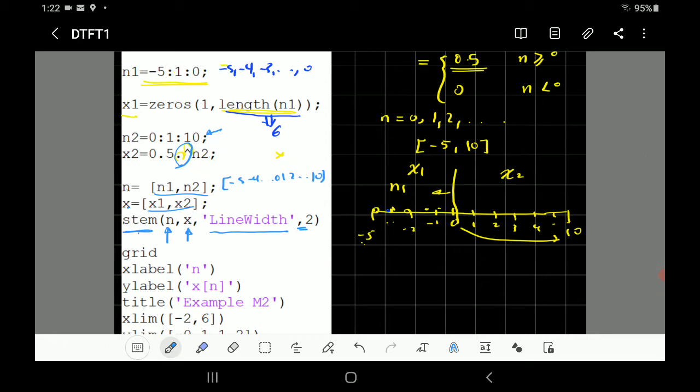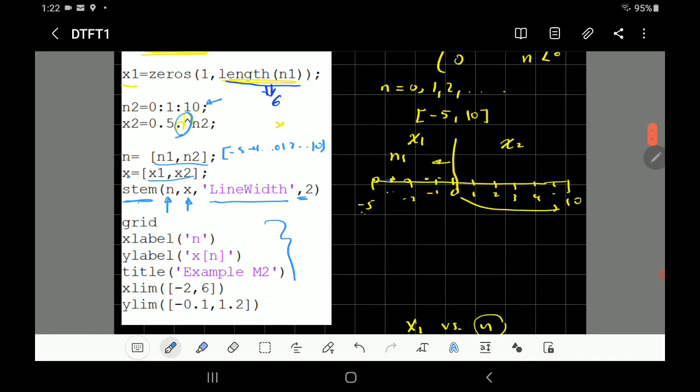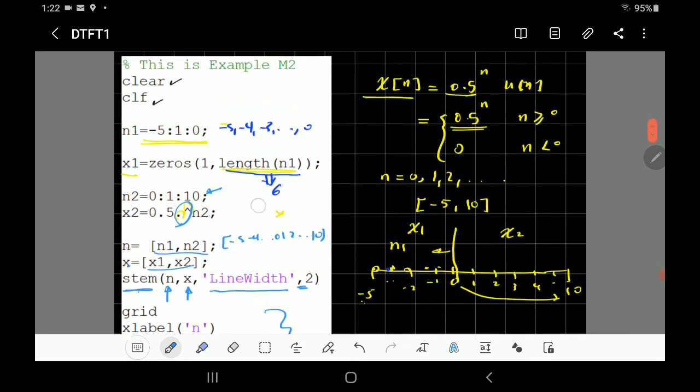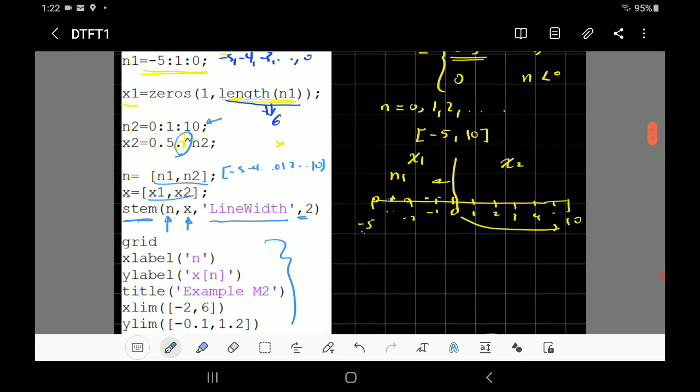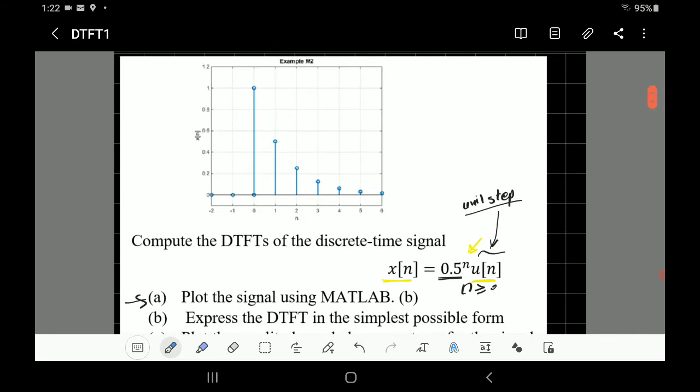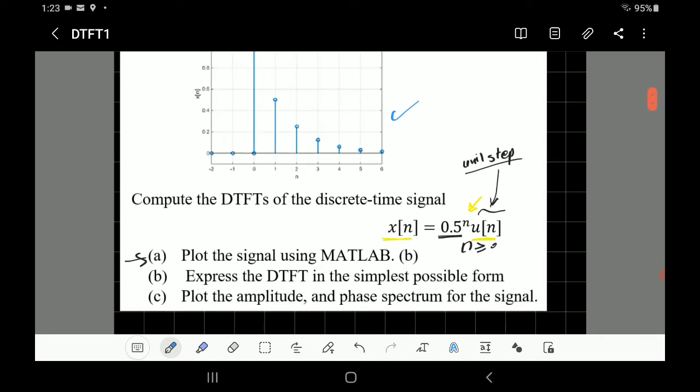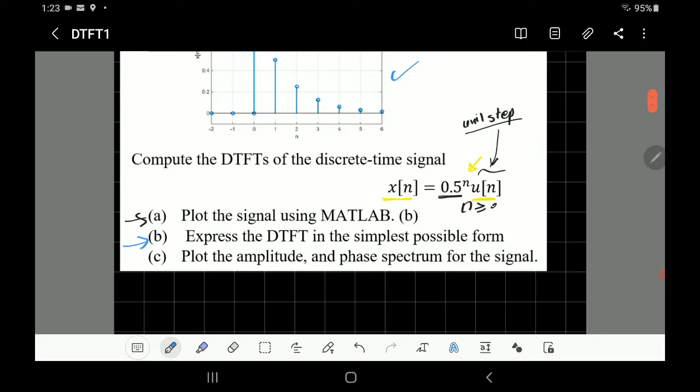If you don't put this one, you get the default, which is a little bit skinny line. And the rest, you know how you make the label of x and limit, so I'm not going to go through it, but it was important to explain that. Once you do that, you are going to get this. And you should try it to make sure. Now I sketch it, just to make sure that you know how to sketch a discrete time signal. Now we'll go for our subject today, express the discrete time Fourier transform in the simplest possible form.